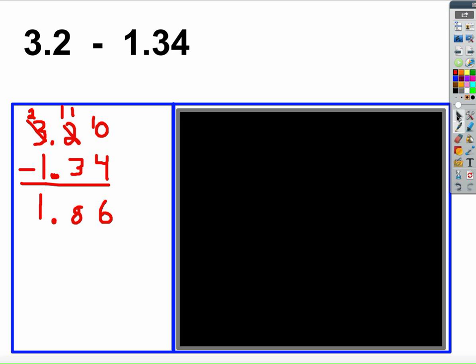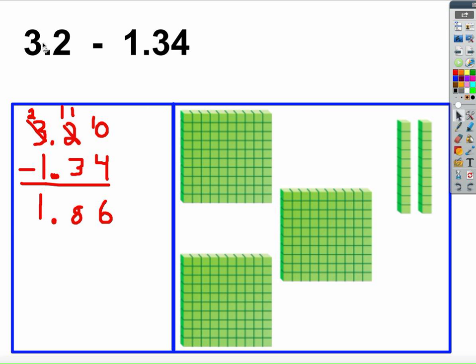Now if we take a look at the drawing here, this is 3 2/10. Now it wants me to take away 4 hundredths. Well, I don't have any hundredths, so what we do is we get rid of this one and we make 10. 1, 2, 3, 4, 5, 6, 7, 8, 9, 10. Okay, and then we can take away 4 of them. So I'm going to take away those 4.